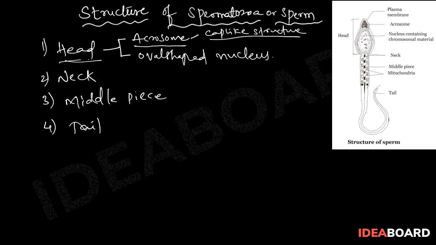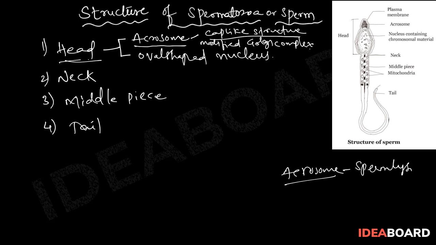it is formed from the modified Golgi complex. This acrosome is useful for the production of sperm lysins. Sperm lysins are the enzymes which are useful for the penetration of sperms into the ovum during fertilization.